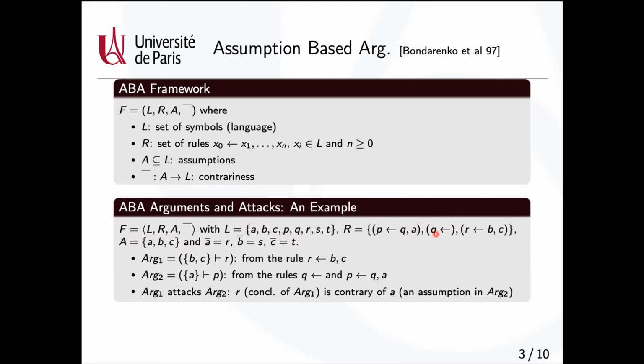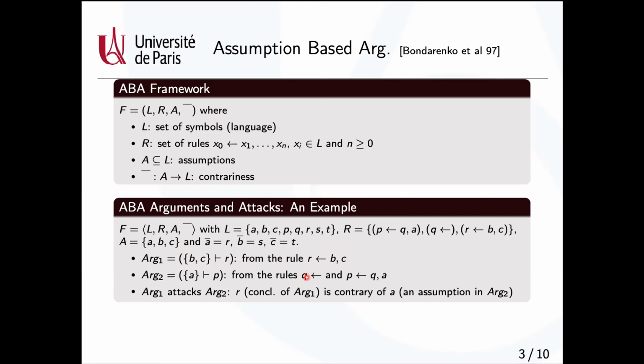So Q is considered as a fact, and so on. To construct arguments from an ABA framework, we use some classical mechanism to chain the rules from the framework. So here, for instance, with the rule BC implies R, we can construct this argument. If we have the assumptions B and C, we can deduce R. This is an argument for supporting R.